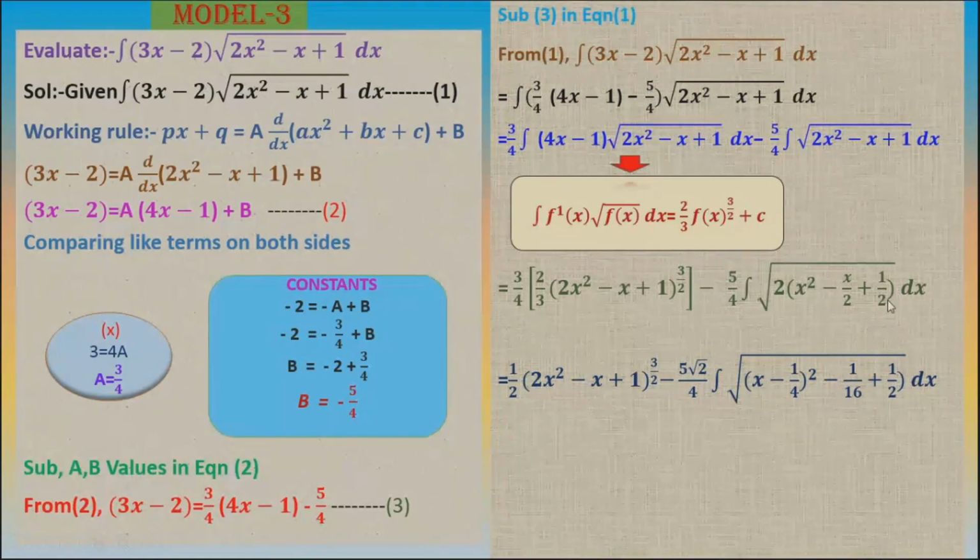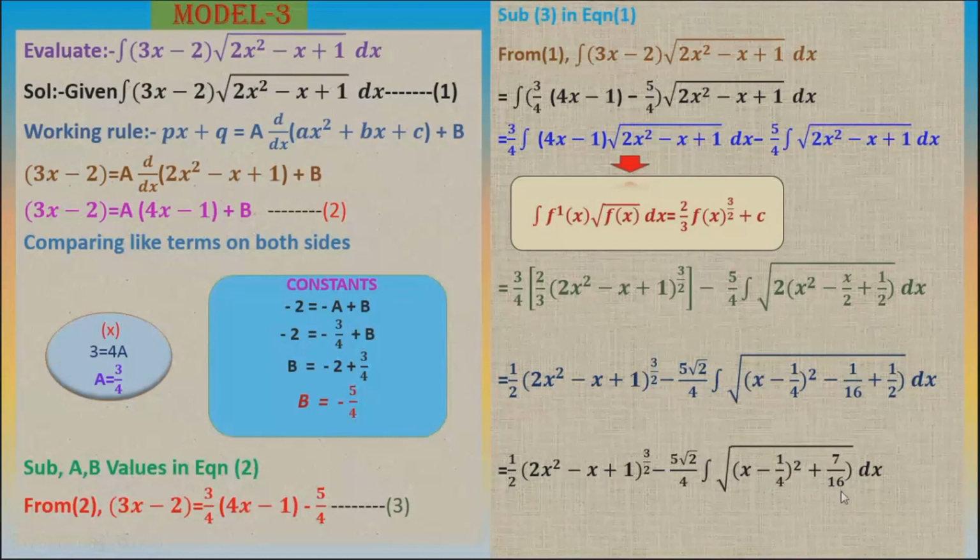Now simplify this one. Minus 1 by 16 plus 1 by 2 is how much? So by taking the LCM of these two, here the LCM is 16. So here 2 8s are 16. So multiply the numerator with 8. So 1 8s are 8. 8 minus 1 is how much? 7. So it becomes 7 by 16. So the remaining part is as it is before: 1 by 2 into the quadratic term, minus 5 root 2 by 4 into integration of (x minus 1 by 4) whole square plus (minus 1 by 16 plus 1 by 2, that is) 7 by 16, into dx.